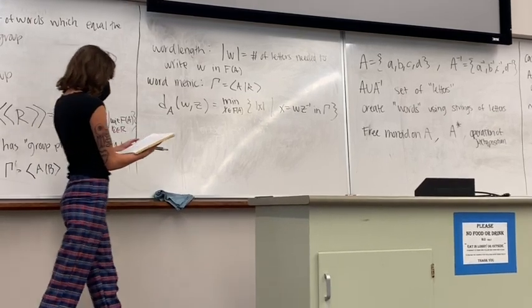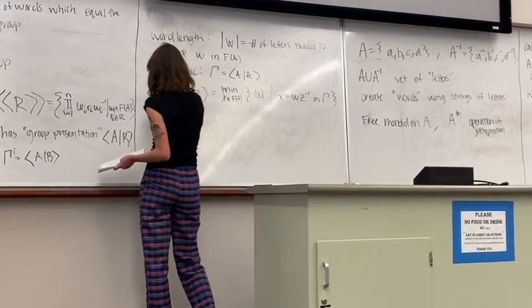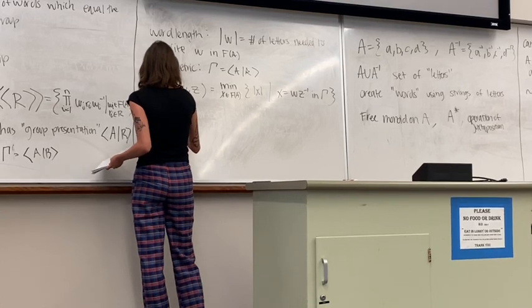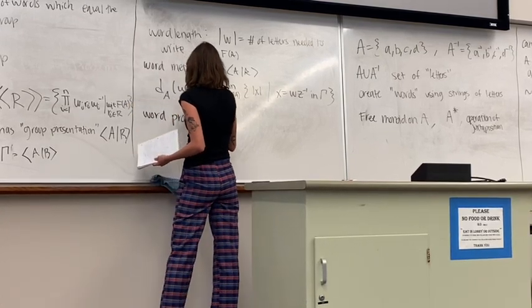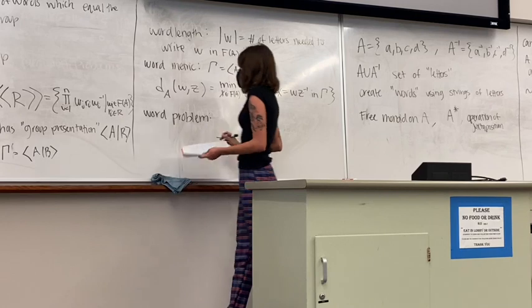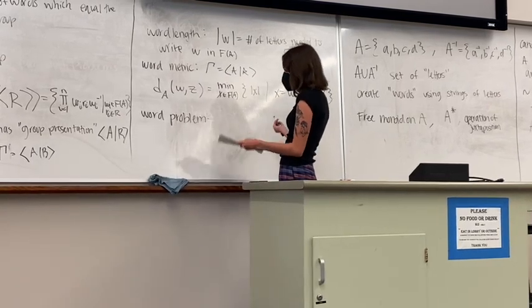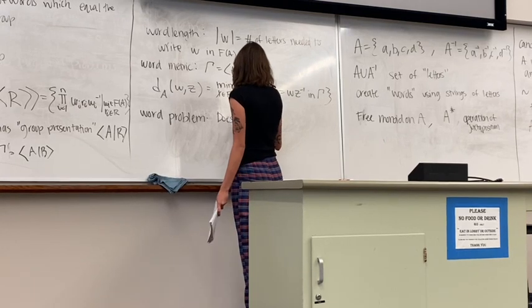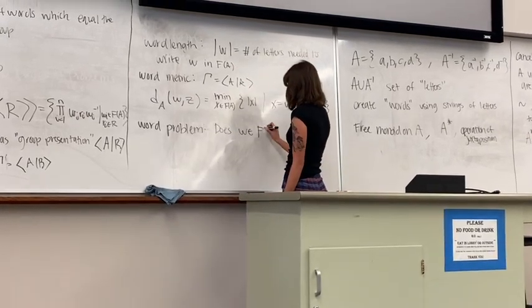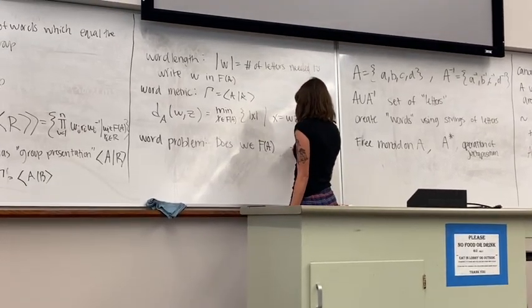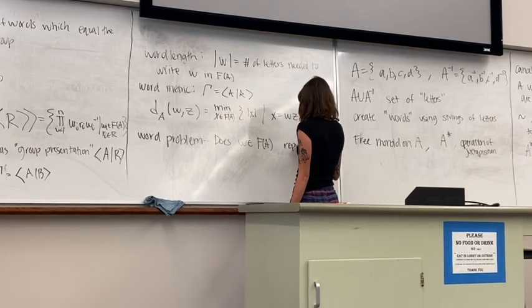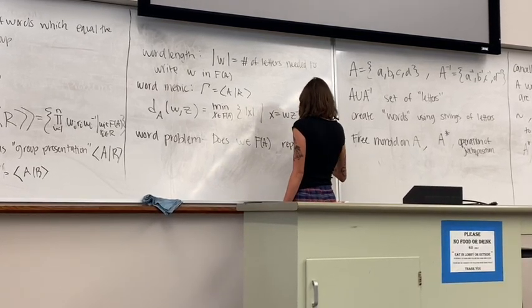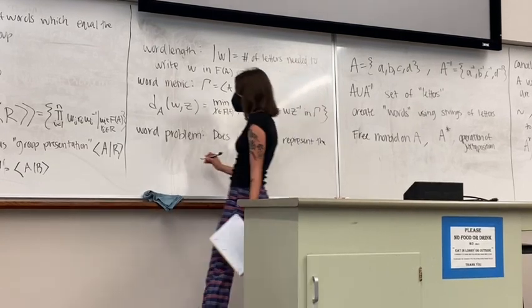And so now we can understand what exactly the word problem is asking. The word problem asks, does W, some word in the free group on A, represent the identity in gamma?